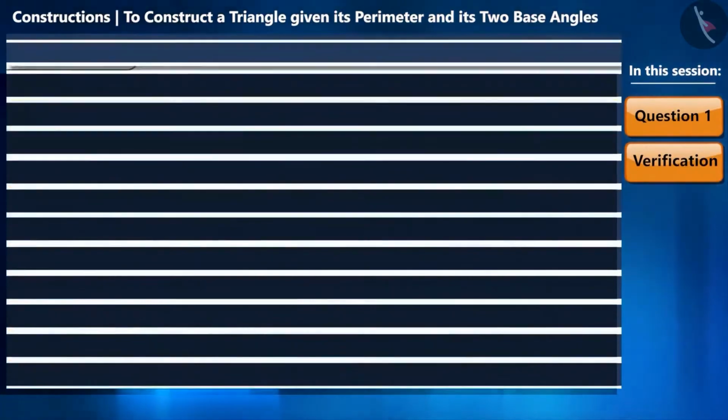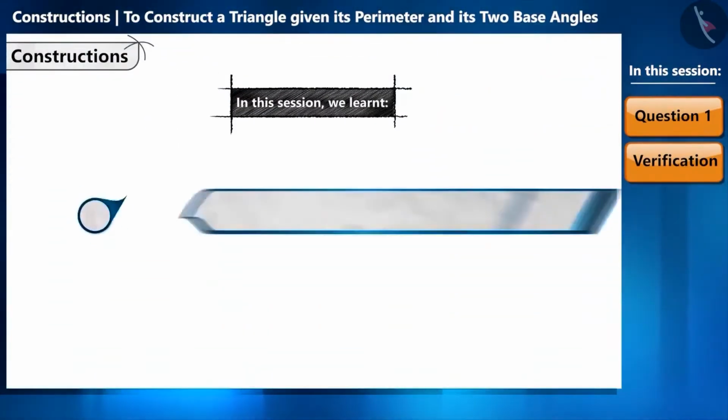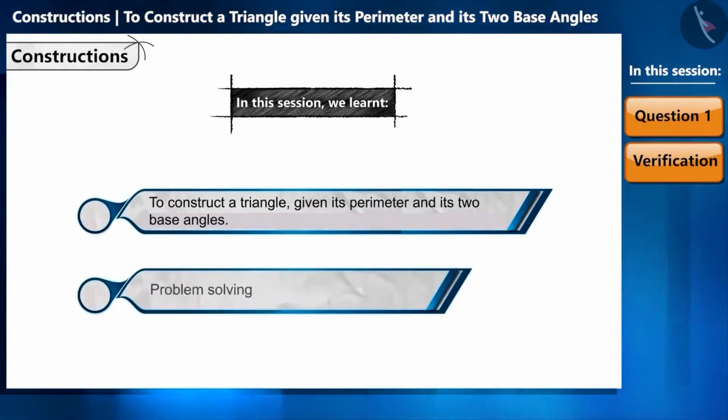That's it for today's session. In this session, we solved a question based on constructing a triangle given its perimeter and its two base angles. Meet you in the next session. Thank you.